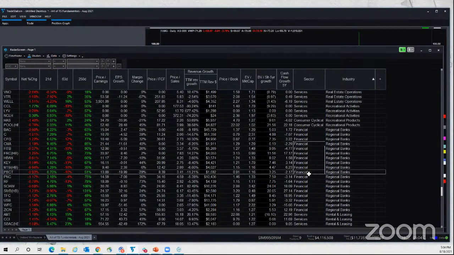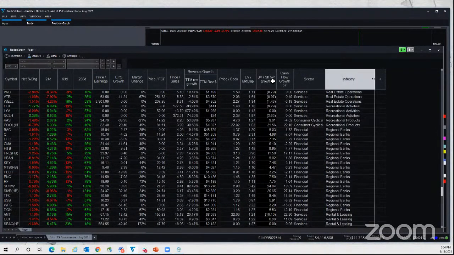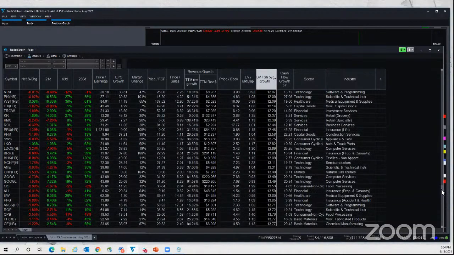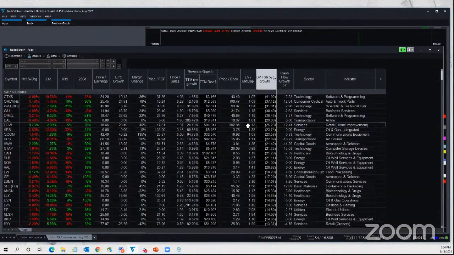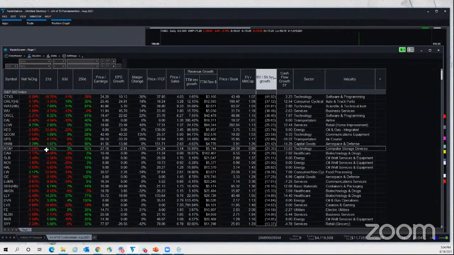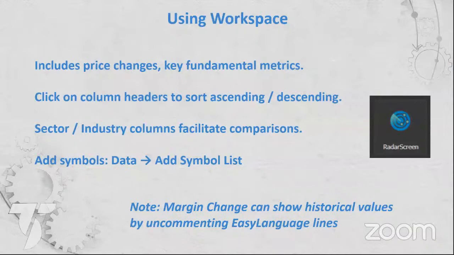So this shows you the ability to quickly sort on all these different things and to understand how companies size up against each other. And the great thing about this is it also has price performance, which allows you to compare those things. Okay, so now we're going to look at different ratios for different sectors.